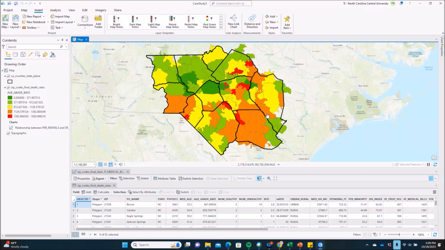This is heart disease mortality rates here. And we want to see if there are any relationships to things like MED-HH Inc. What do you think this field called MED-HH Inc. represents? Median household income, spendings on fruits, percent minority, diversity index, spending on medical bills.